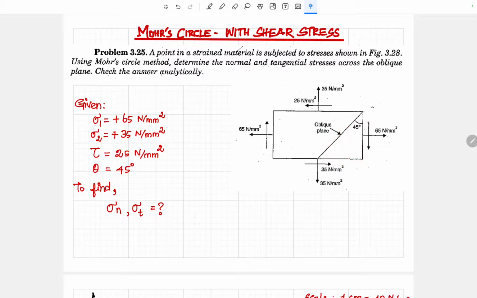So the given data are sigma 1, sigma 2, both are in positive nature, they are tensile stresses, and toe is 25 Newton per mm square and theta is 45 degree, so 2 theta is equal to 90 degree. And we need to calculate the sigma n and sigma t value. That's it. So now we can draw the Mohr circle diagram.